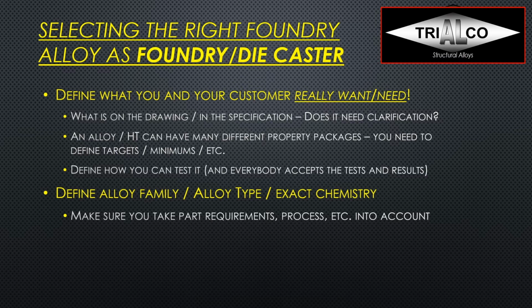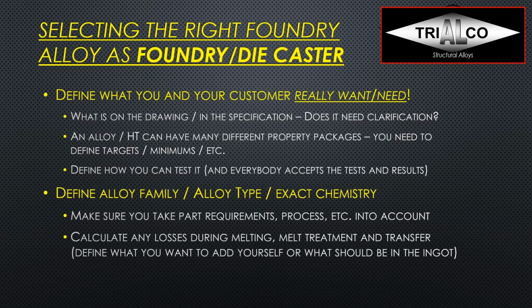For example, if it's die casting, you might need a minimum even on iron, or you need to have certain element combinations defined. So your iron and manganese together should be between 0.7 and 0.8, for example. So if this is important for you, then specify it. Don't just assume that your metal supplier guesses or knows it. And calculate any losses during the melting, melt treatment and transfer and casting, and define what you want to add yourself and what should be already in the ingot.